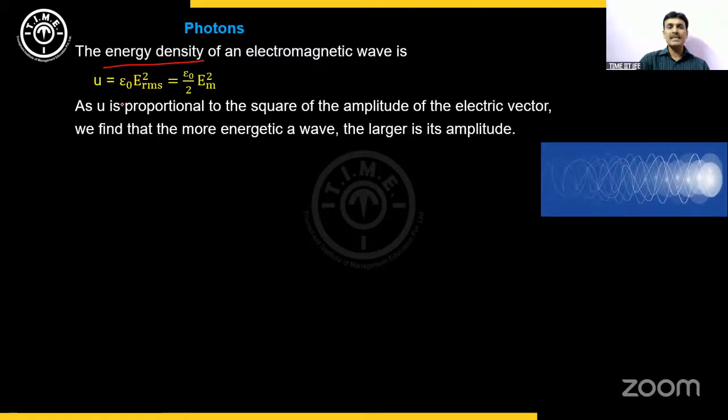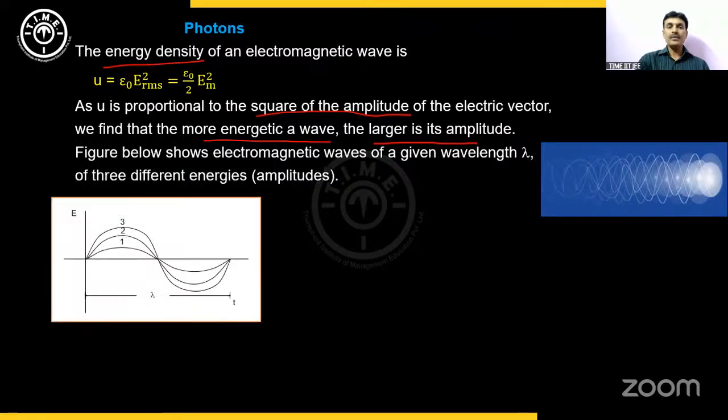Now from this relation, it is clear that energy density is proportional to the square of the amplitude of the electric vector, see, E RMS square or E maximum square. It is directly proportional to the square of the amplitude of the electric vector. That means a more energetic wave will have larger amplitude. The more the amplitude, the more is the energy possessed by the electromagnetic wave.